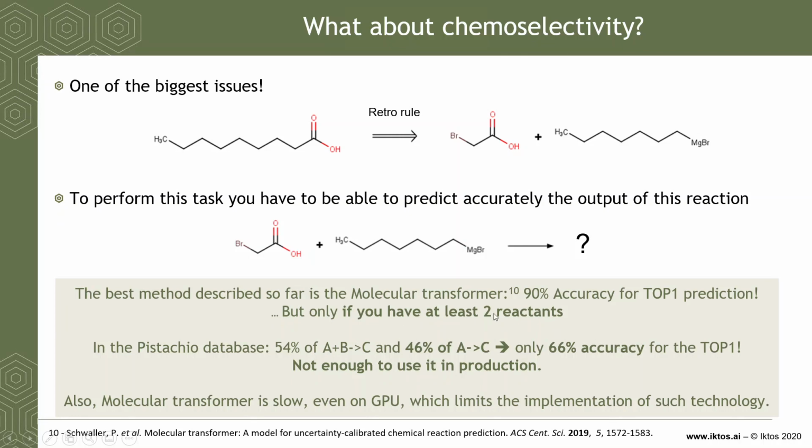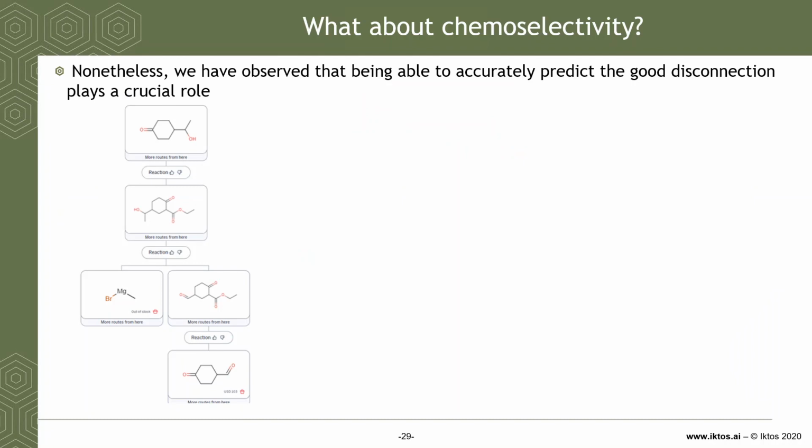Moreover, Molecular Transformers appear to be quite slow, even on GPU, and using GPUs in complex infrastructures is not easy and also very expensive. So that limits the implementation of such technology. So how can we handle chemoselectivity?